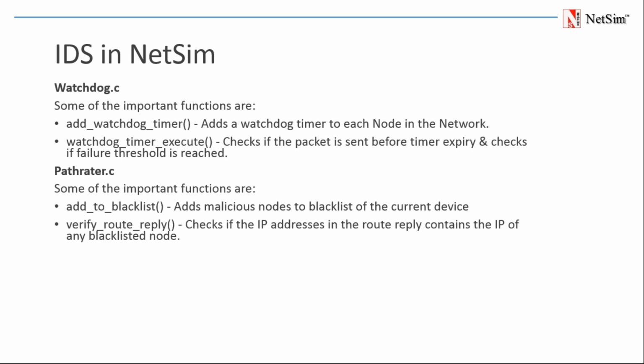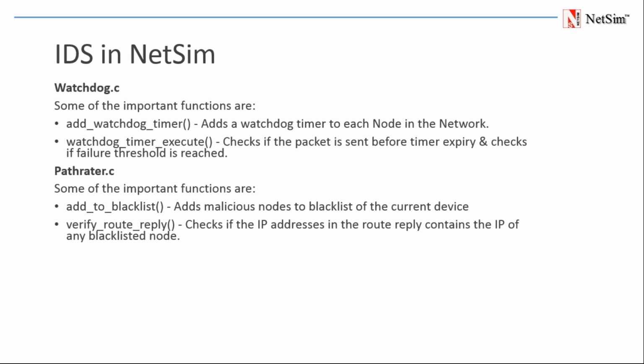Okay. So for implementing IDS in NetSim, we have to add watchdog.c and pathrater.c files in the IDS project. So watchdog.c has two major functions. First is add watchdog timer, which adds a watchdog timer to each node in the network. And the second one is watchdog timer execute, which checks whether the packet is sent before timer expiry and checks if the failure threshold is reached.